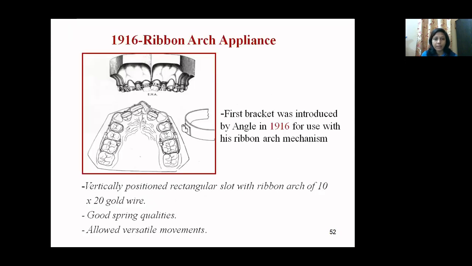Then again, in 1916, Engel described the ribbon arch appliance, and the first bracket was introduced by Engel in 1916 for use with this ribbon arch mechanism. Here, we can see the vertically positioned rectangular slots with a ribbon arch of 10 into 20 gold wire. And this appliance has good spring quality, so it allows versatile movements of the teeth, which was not present in the earlier E-arch or pin and tube appliance.